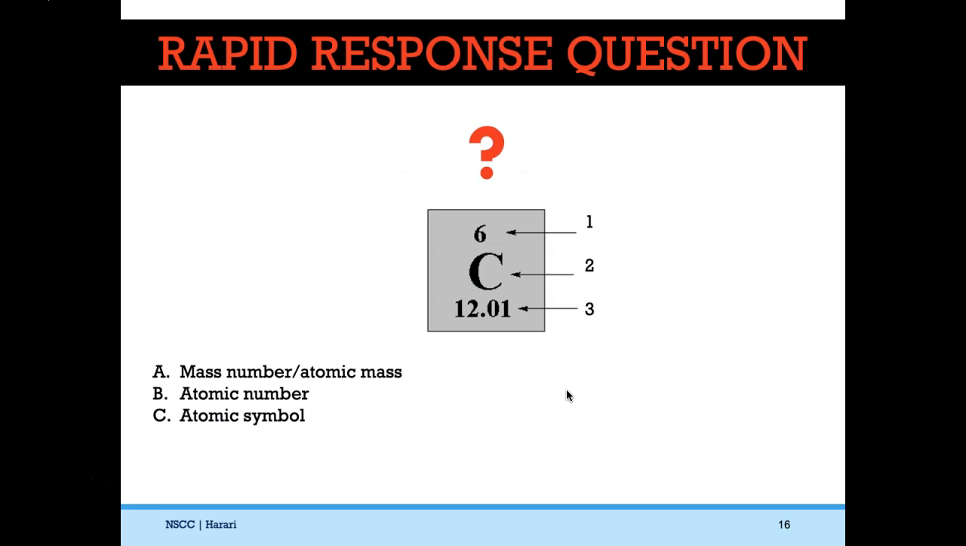So take a second to figure out which of these numbers represents the mass number, which is the atomic number, and which is the atomic symbol. So the mass number is 13, the atomic number is here, number 6, and the atomic symbol is C.